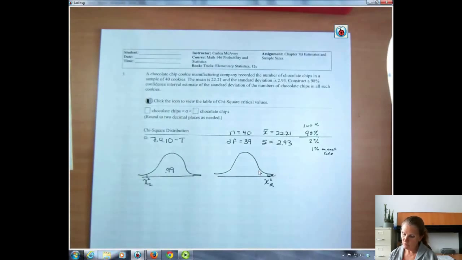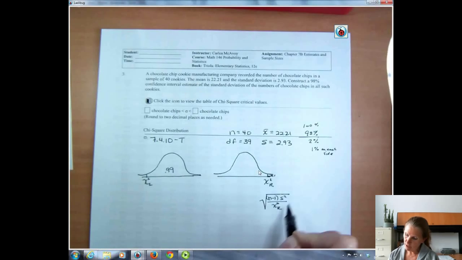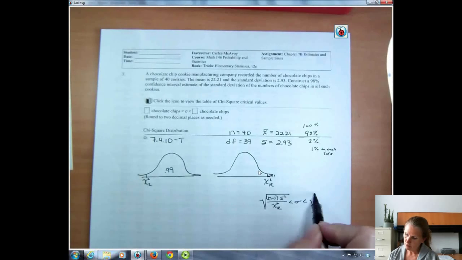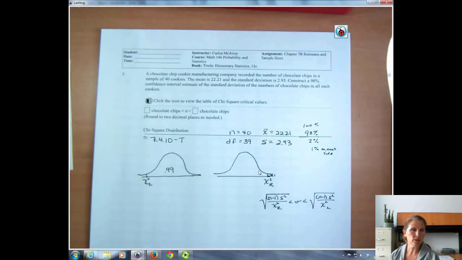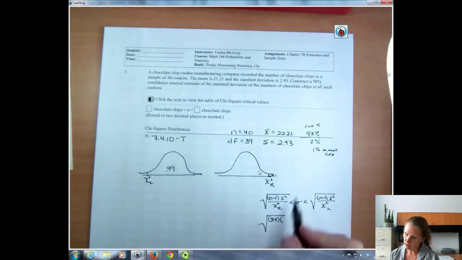For my interval, I'm going to use that formula that I just gave you, n minus 1 times s squared over chi-squared right, and n minus 1 times s squared over chi-squared left, and I have to go find those two values before I can solve this problem. But I know that my degrees of freedom is 39. That's the n minus 1. I know s to be 2.93 squared, and so all I have left to find is that chi-squared value, and then I'm ready to plug into that.